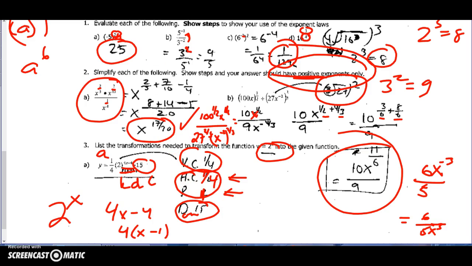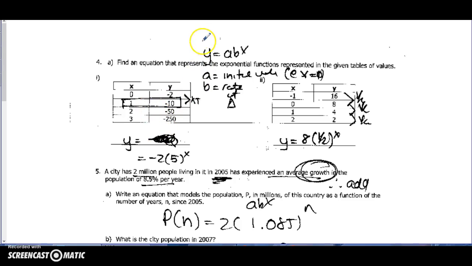Anyway, down 15 with C. Okay, exponent rules, y equals ab to the x. We're coming up with a bunch of equations. I got 3 minutes to finish this video. A is my initial value, B is my rate of change. Also, A is also my y-intercept.